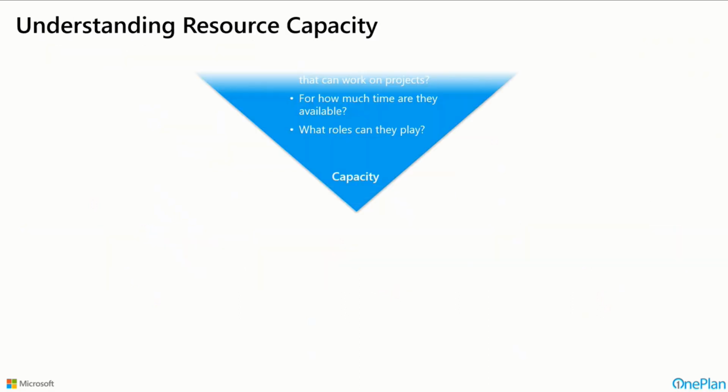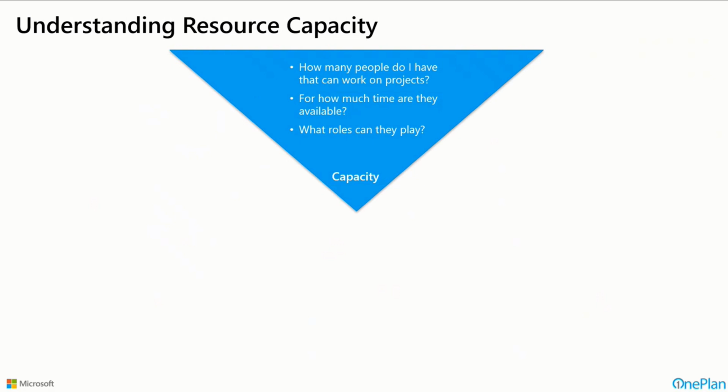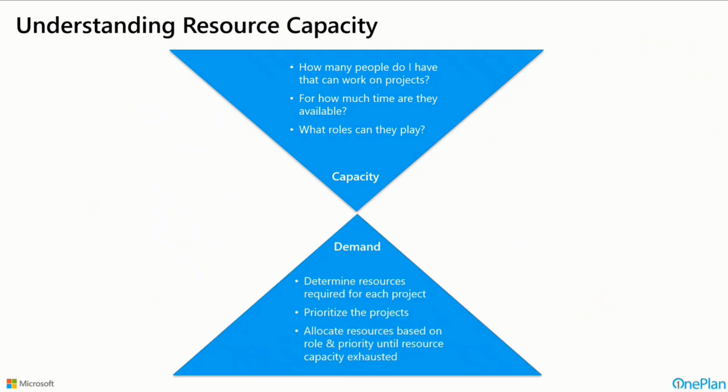So in understanding resource capacity, we really want to look at, how many people do I have that can work on projects? And for how much time are they available? What is their project specific bandwidth that they have? And what roles can they play in that process? From a demand perspective, we really, from a project perspective, need to determine what resources are required for each project and what types, and then prioritize those projects and then allocate those resources based on the role and the priority of the projects until the resource capacity is exhausted.